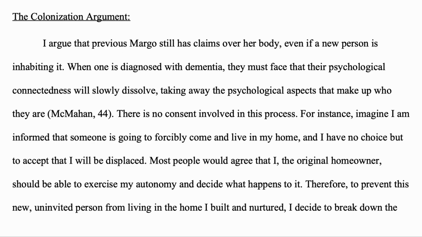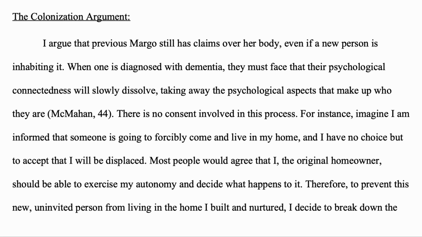So this is a claim that we talked about in the course that's advocated by a philosopher named Jeff McMahon, that we lose who we are, our personhood dissolves in a case like dementia. And that what it means to exist as a person is psychological continuity across time, which is what dementia robs us of.